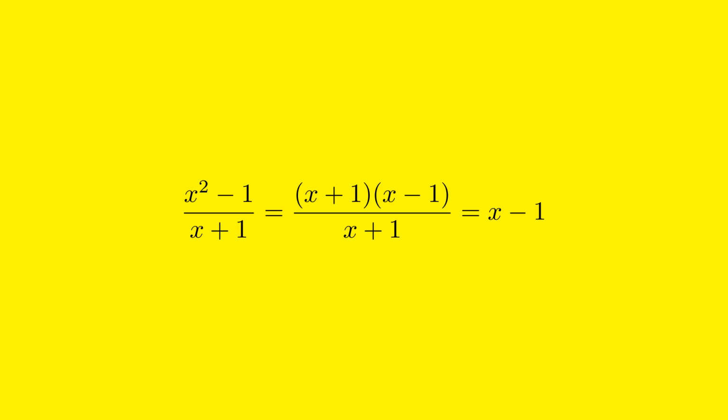This means the simplified form of the original rational expression x squared minus 1 divided by x plus 1 is simply x minus 1. This is the final step.